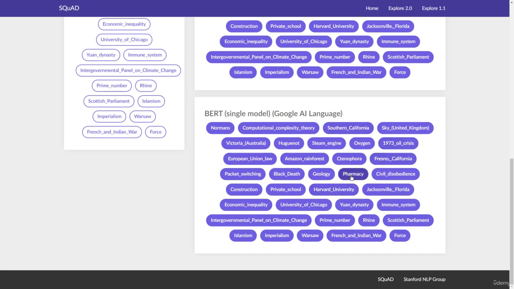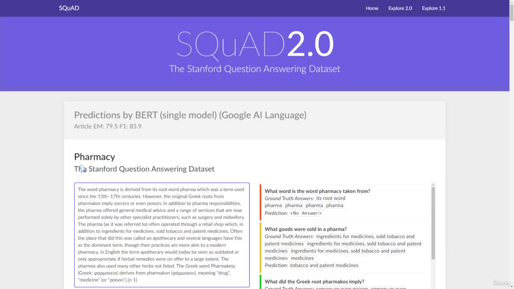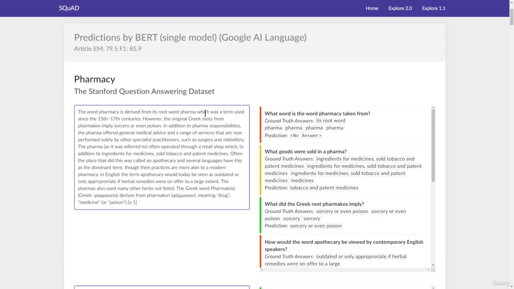Let's select the topic pharmacy. For example, we have the word pharmacy is derived from its root word pharmakon, and all of that up to this. Now, this is the first question: what word is the word pharmacy taken from? The ground truth is meant to be its root word, or you could say pharmakon, because if you ask what word pharmacy is drawn from, you could say its root word, or pharmakon, or its root word pharmakon. This is the option just pharmakon. This is another option, pharmakon, and this pharmakon.